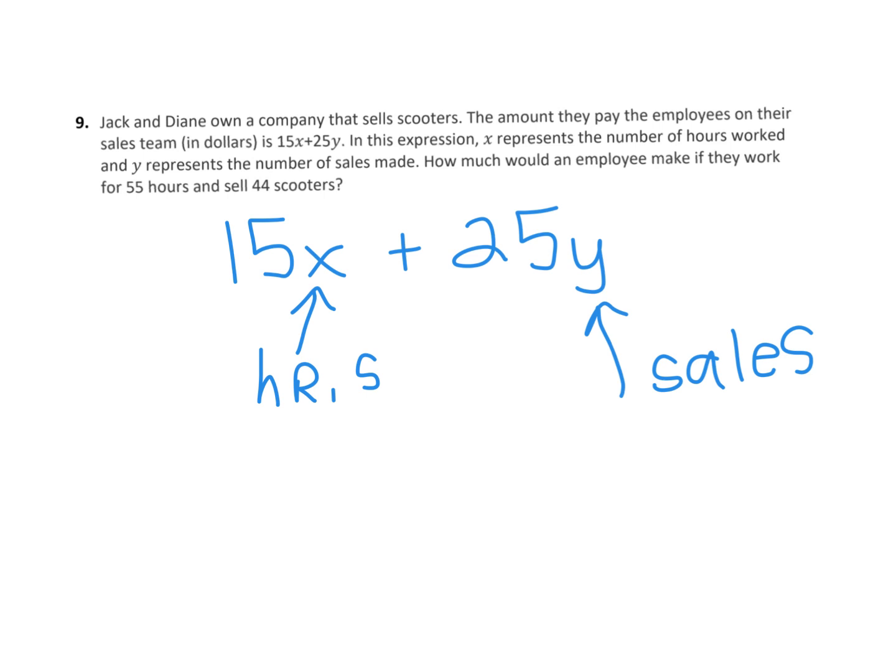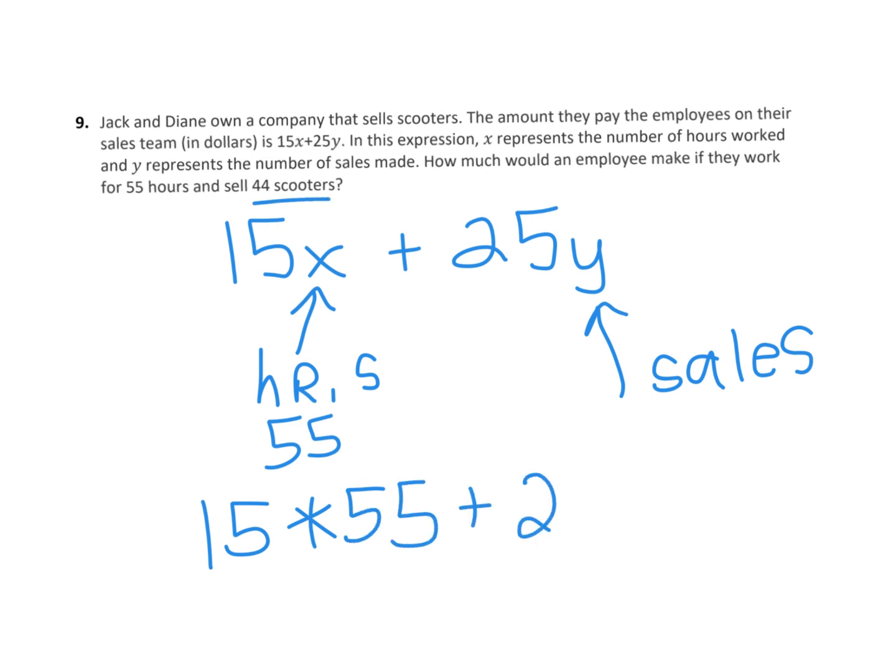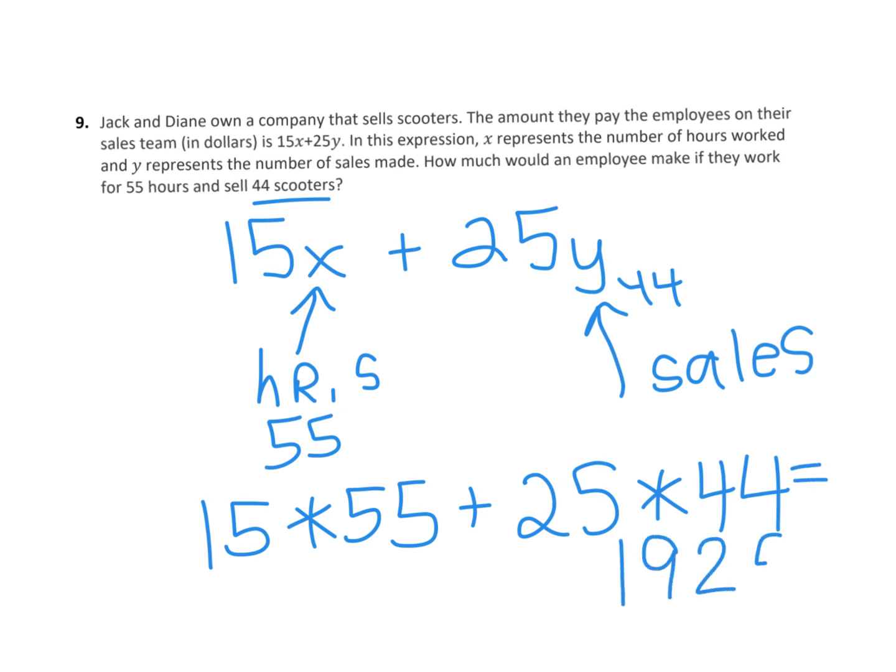So I know I'm supposed to put the 55 in place of x. So I would have 15 times 55 plus, and then they sell 44 scooters. So I'd put the 44 in that spot. 25 times 44. And when I just put that all into my calculator, I got $1,925. That's how much they would get paid.